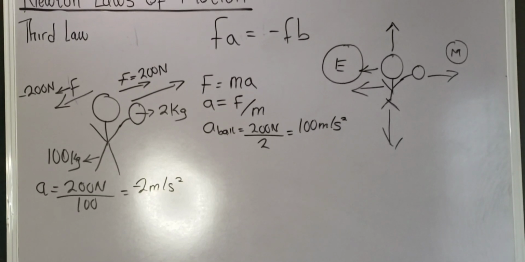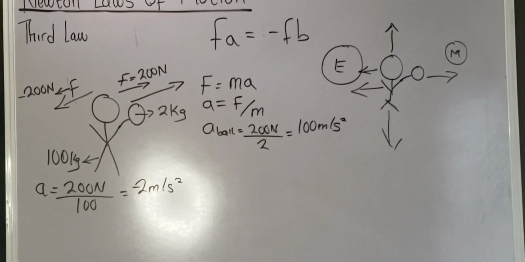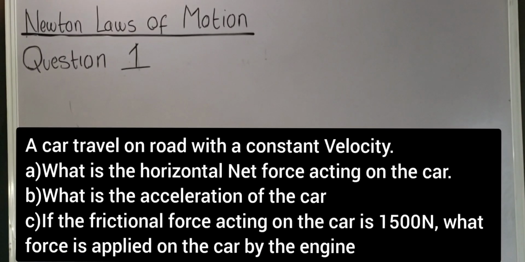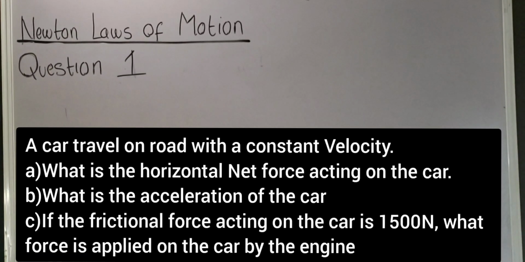Let's see how we can apply these laws to solve questions. Question number 1. A car travels on the road with a constant velocity. Question A: What is the horizontal net force acting on the car? Question B: What is the acceleration of the car? Question C: If the frictional force acting on the car is 1500 Newton, what force is applied to the car by the engine? Let's start with question number 1.